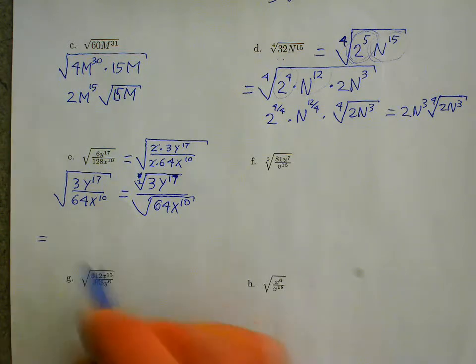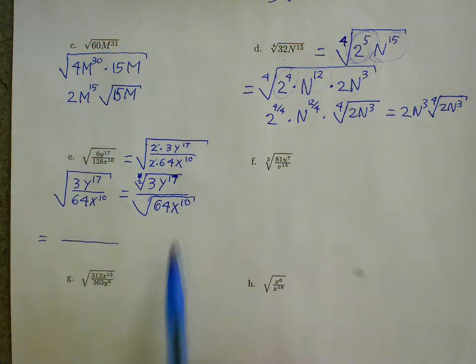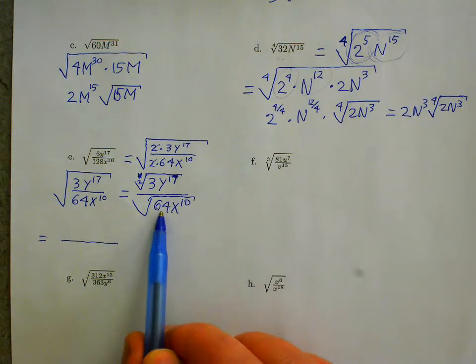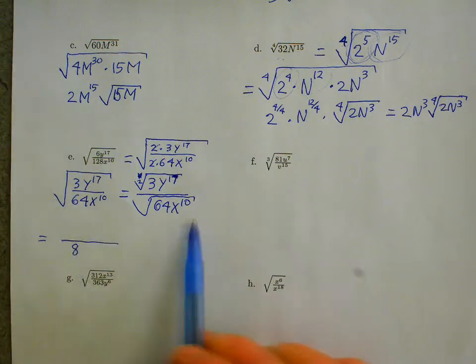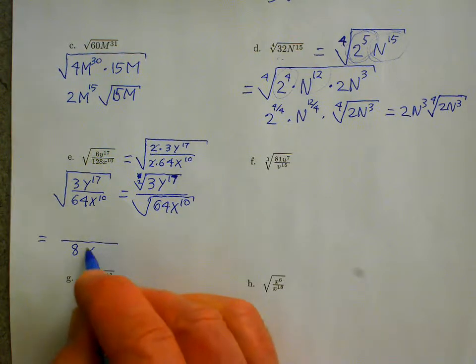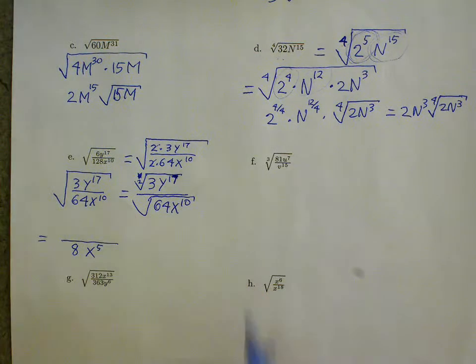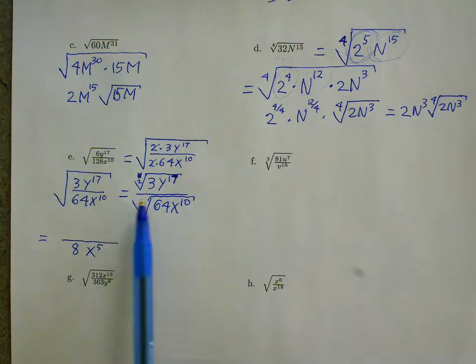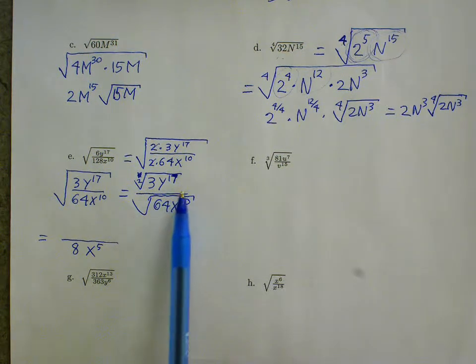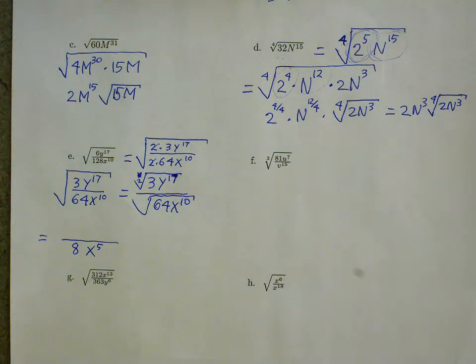So in the next step, let's just go ahead and write the simplified denominator, the square root of 64x to the 10th. Square root of 64 is 8. Square root of x to the 10th is x to the 5th, because 10 divided by 2 is 5. And what about the numerator, the square root of 3y to the 17th? The largest factor of y to the 17th that's a perfect square is y to the 16th.